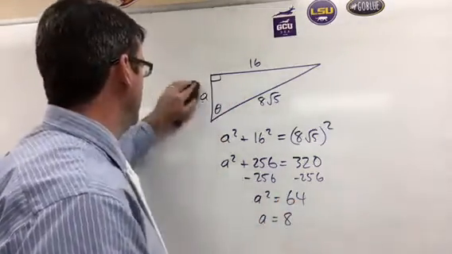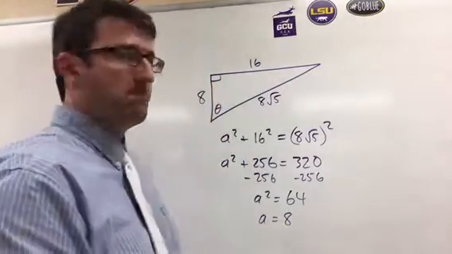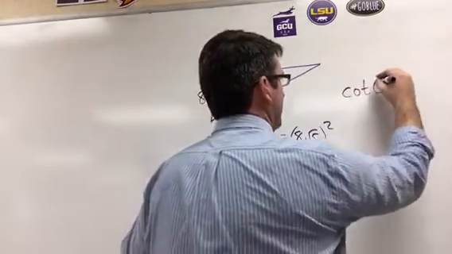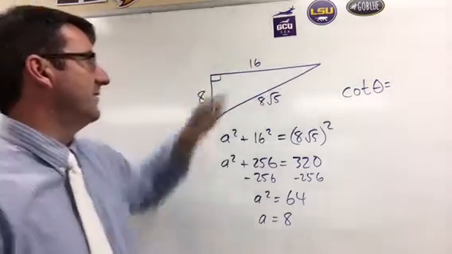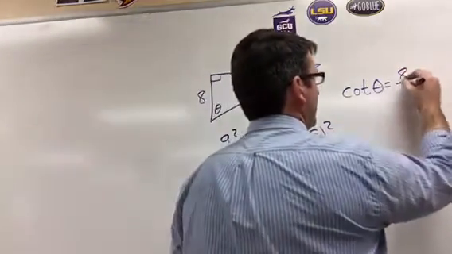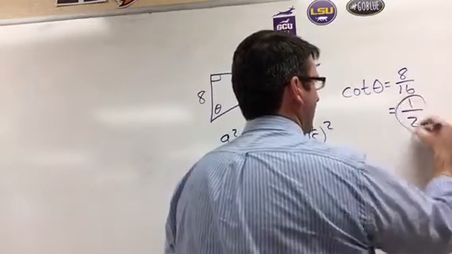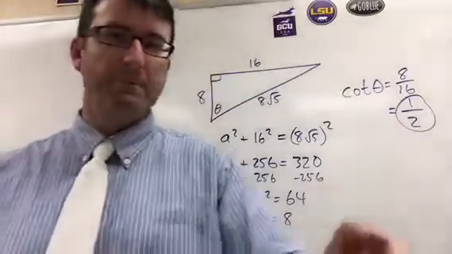Now we can go up here and replace this A with 8. And now to find the cotangent of theta is the adjacent side over the opposite side, so that's 8 over 16, which can be reduced to 1/2. And that's our answer, A, for number 5.